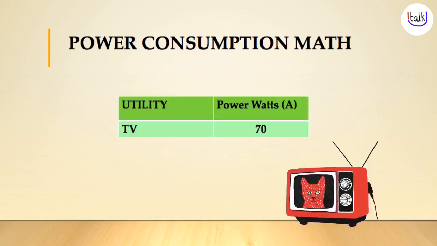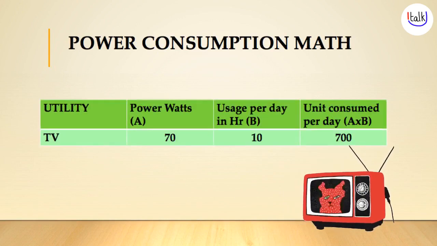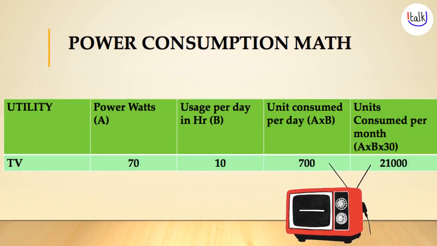Next comes the television with 70 watt power rating. Let's say that's used for 10 hours a day. Power consumed is going to be 700 watt hour, and per month it is going to be 21,000 watt hour.